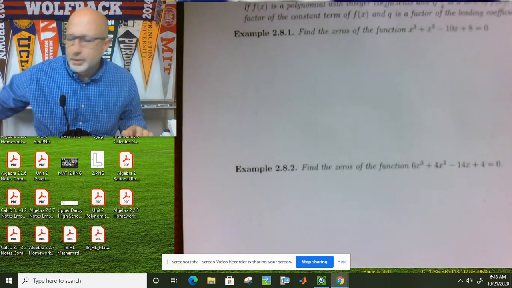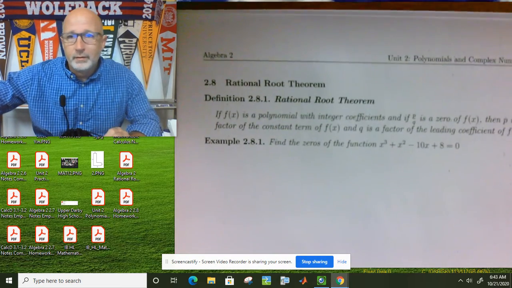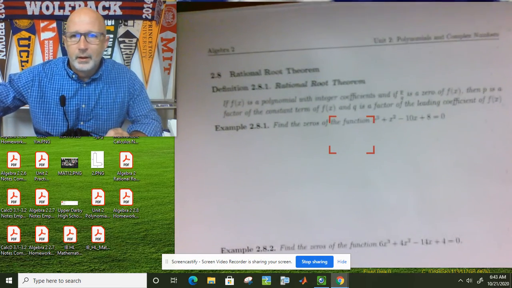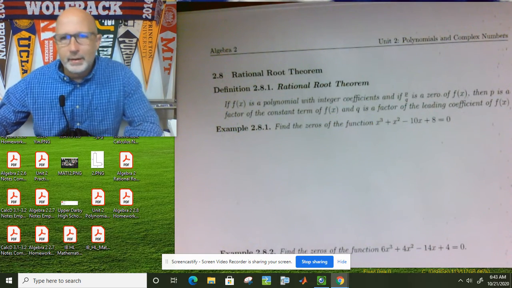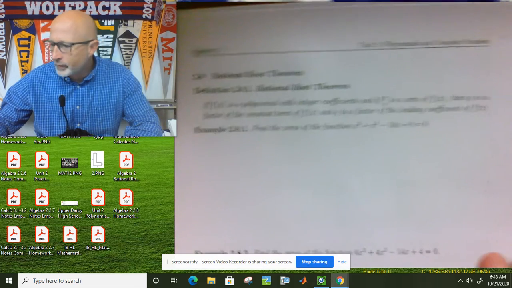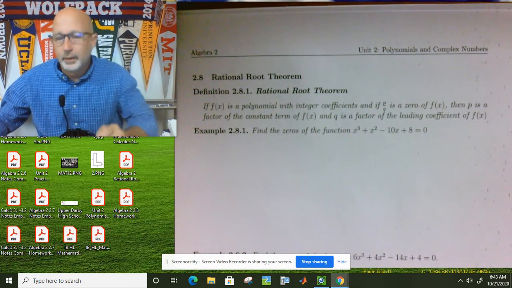Anyway, so the rational root theorem. This is not a very fun one by any means. It's actually not fun at all, but it can come in kind of handy in a pickle, I guess. Okay, so let's go over the definition. I know it's not going to make a whole lot of sense, but I'll explain it.